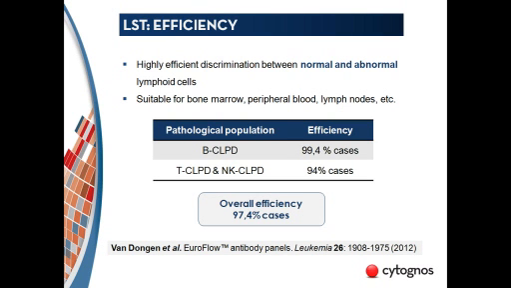The LST can be used in peripheral blood, lymph nodes, bone marrow, also thin needle aspiration, so it can be widely used. For small samples, we are going to see that it's better if we apply the SST, that is the one that comes after the LST.